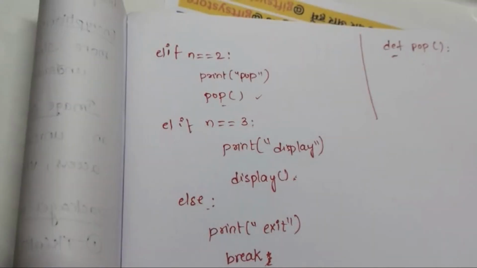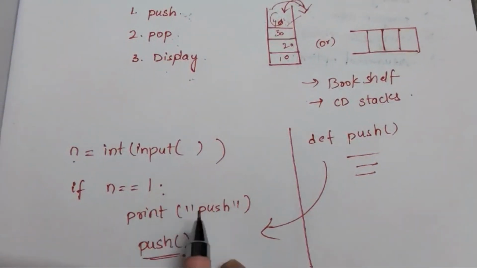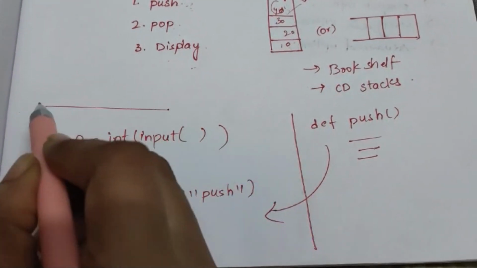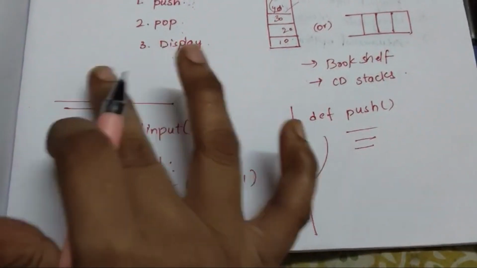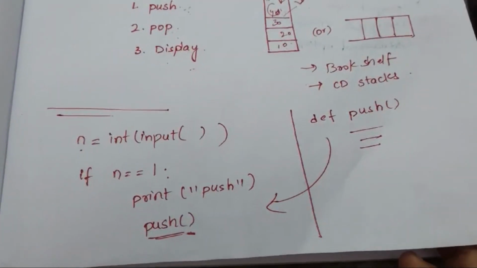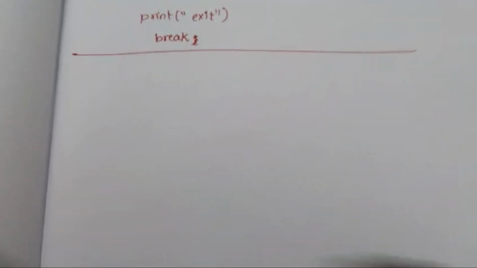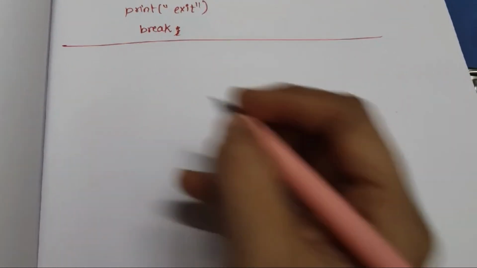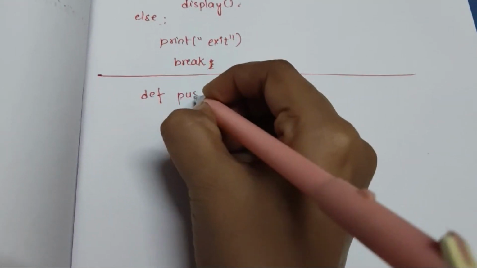In order to access this, you need to write the definitions above here. Above this you need to write. So we'll write the function. Later I will show you the execution of this program. So first function is def push, right?